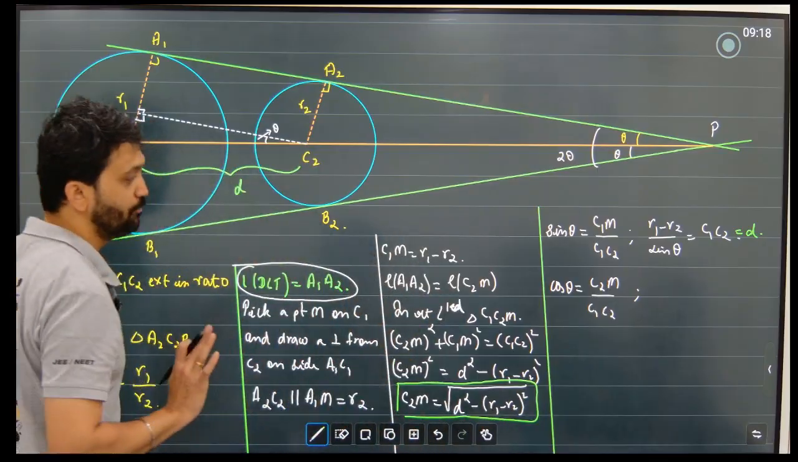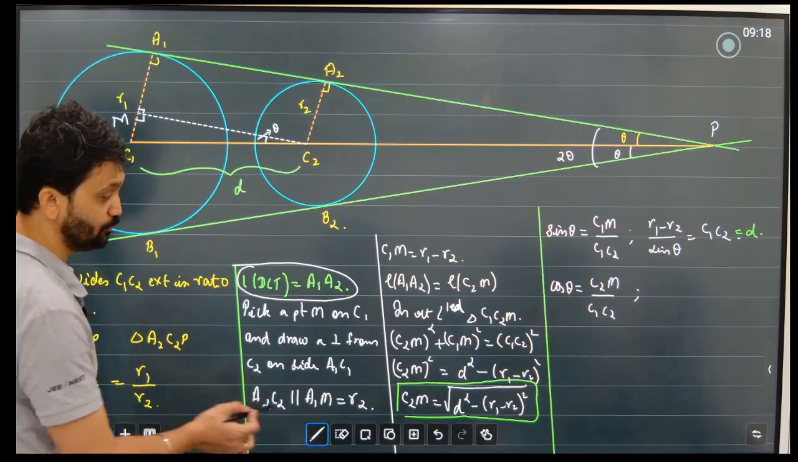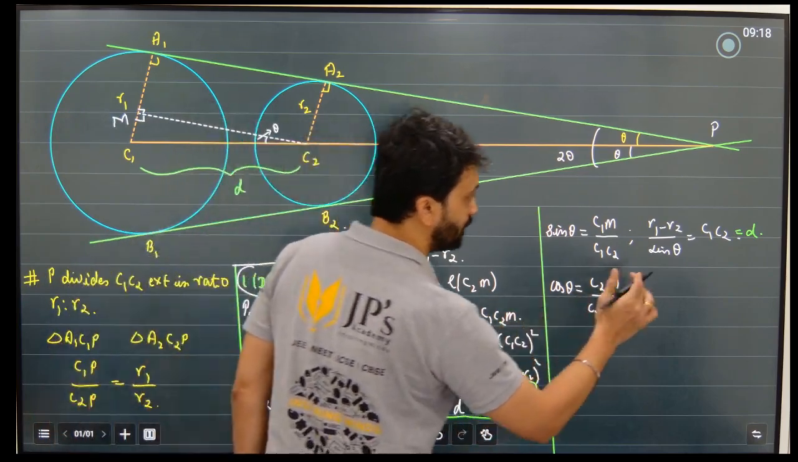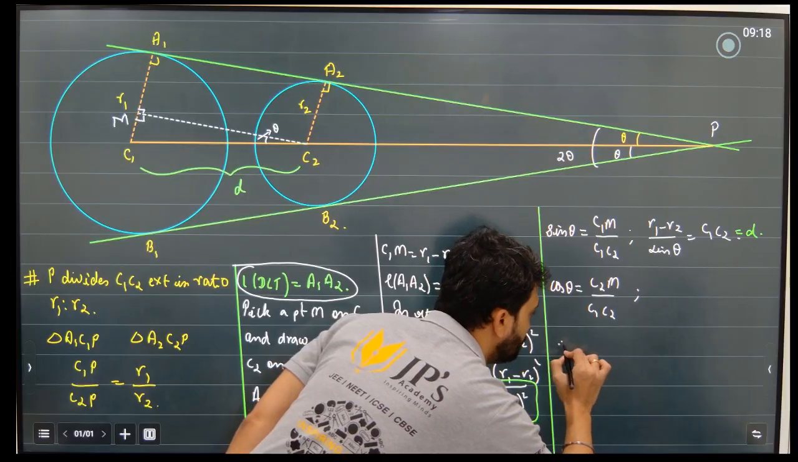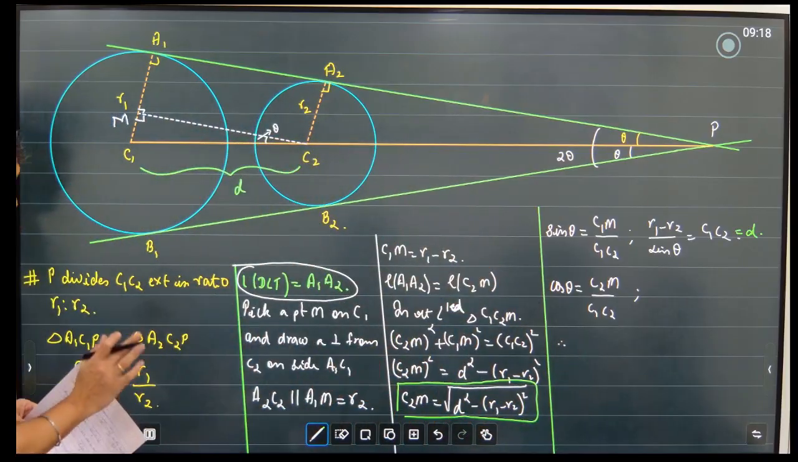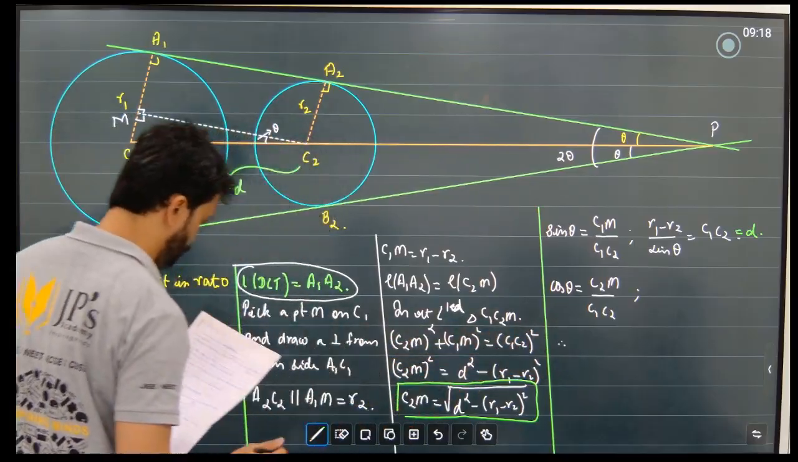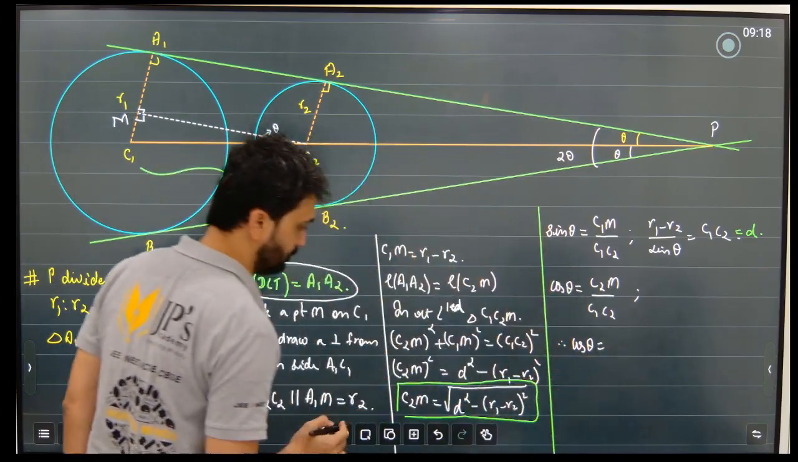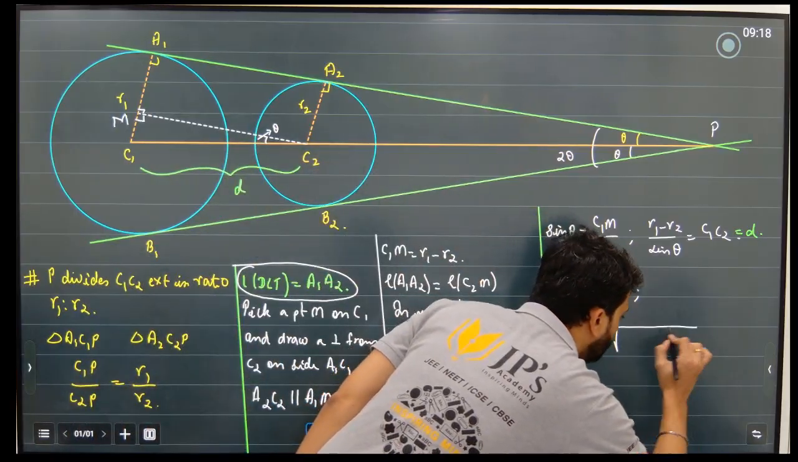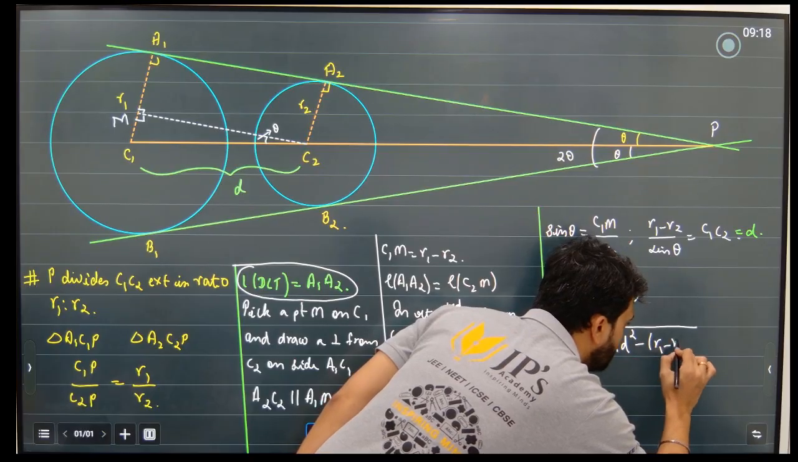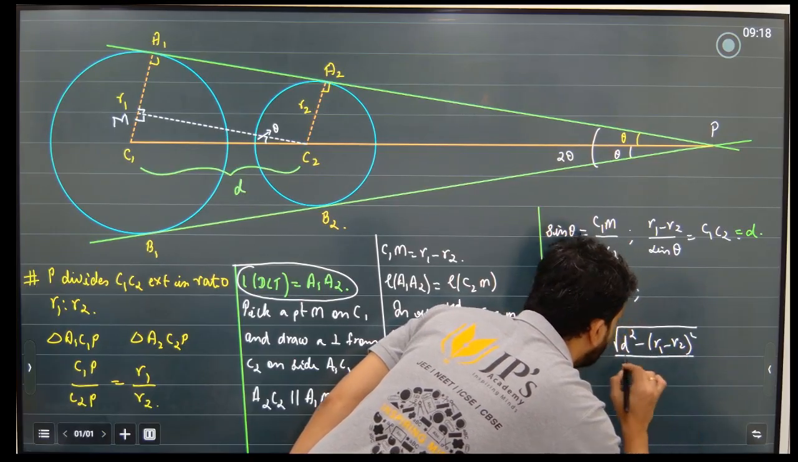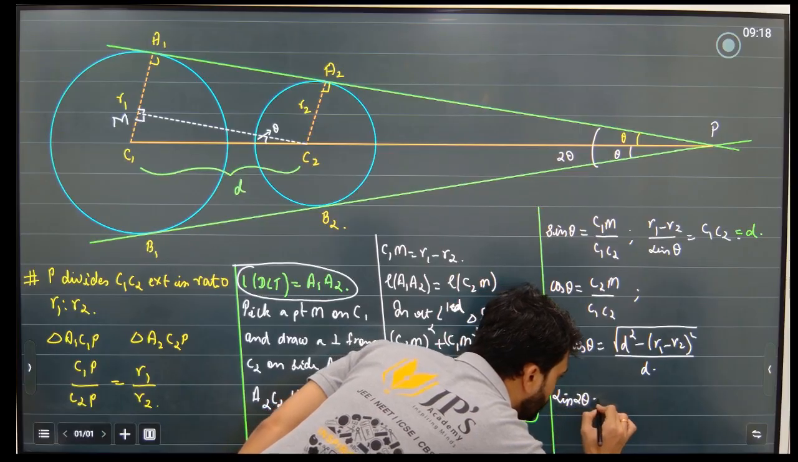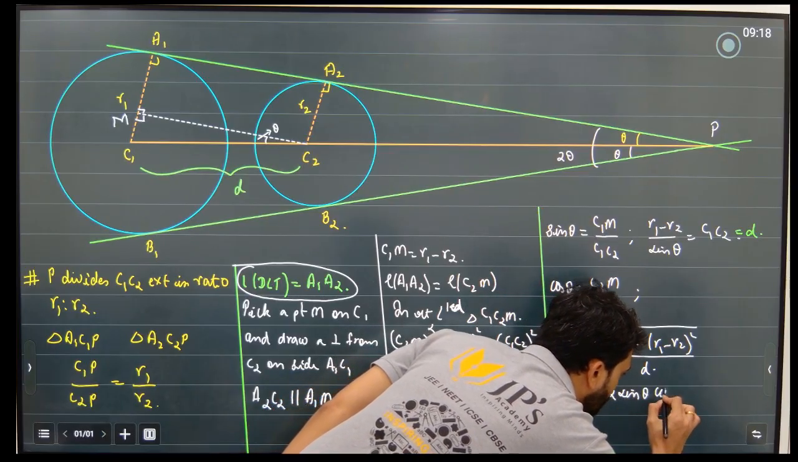Now, as soon as you have the direct common tangent, I have the value of C2M. What is the value of C2M? This is the value of C2M, and I need C1 C2 again. So basically, C2M upon C1 C2. Therefore cos theta will become under root of D square minus R1 minus R2 the whole square, upon what is C1 C2? D.